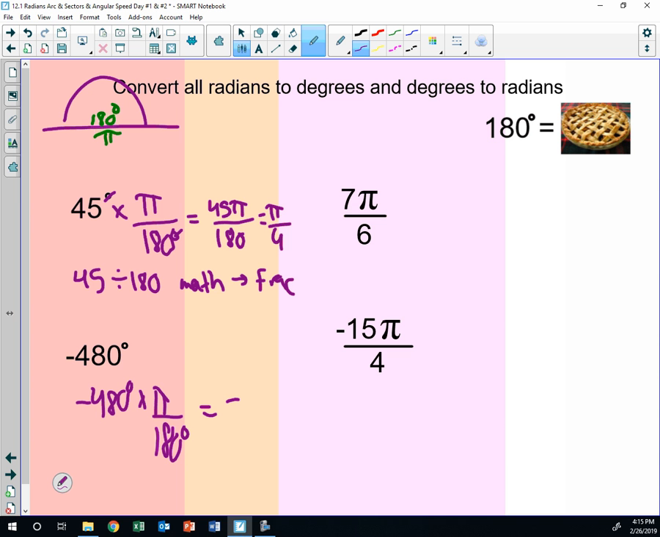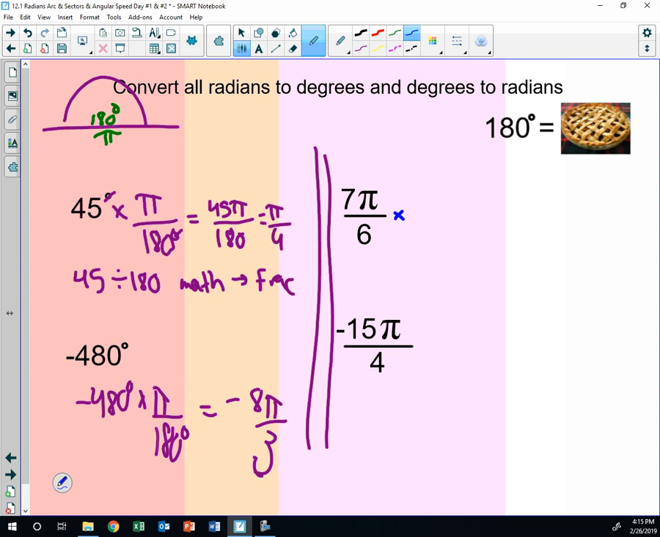8 pi over 3, I think. And now it's in radians. This is how many radii there are on the circle to get 480. And we'll talk about negative in a few days. Then to do the other way, you have radians.